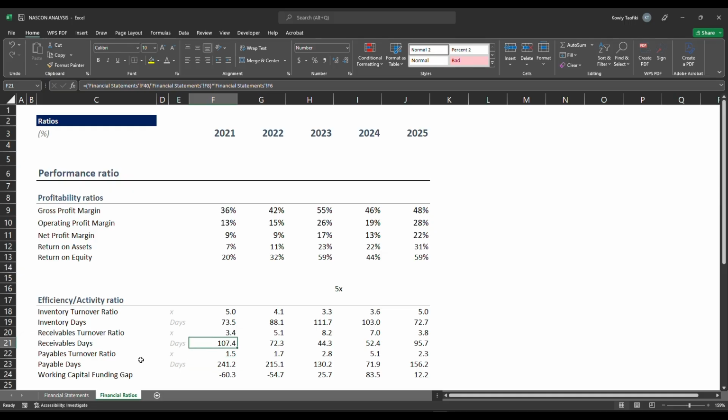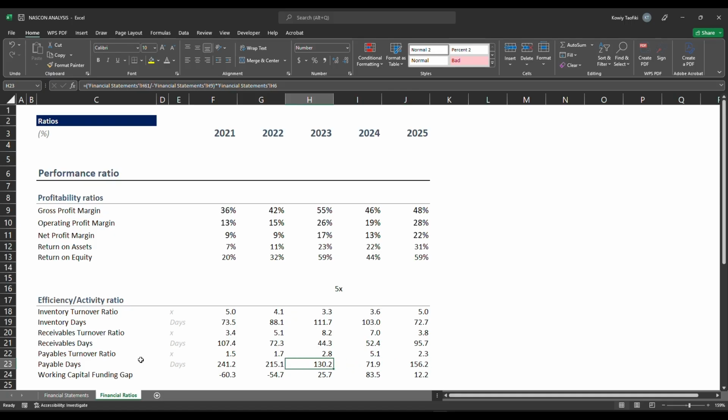So look at this. We can collect back approximately 107 days to collect this back, but we are paying our supplier approximately 241 days. So the gap there, we can actually invest this money and actually plow back the profits into the business. So we have 251 days, 130, 71, and 156.